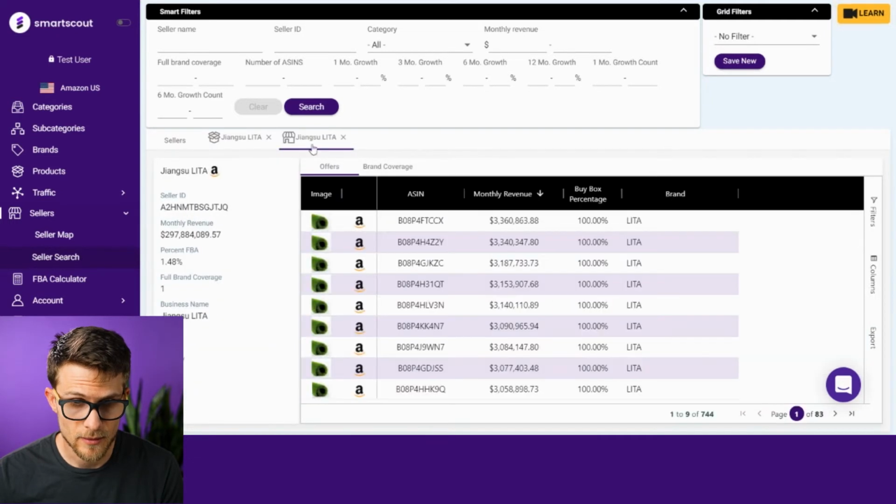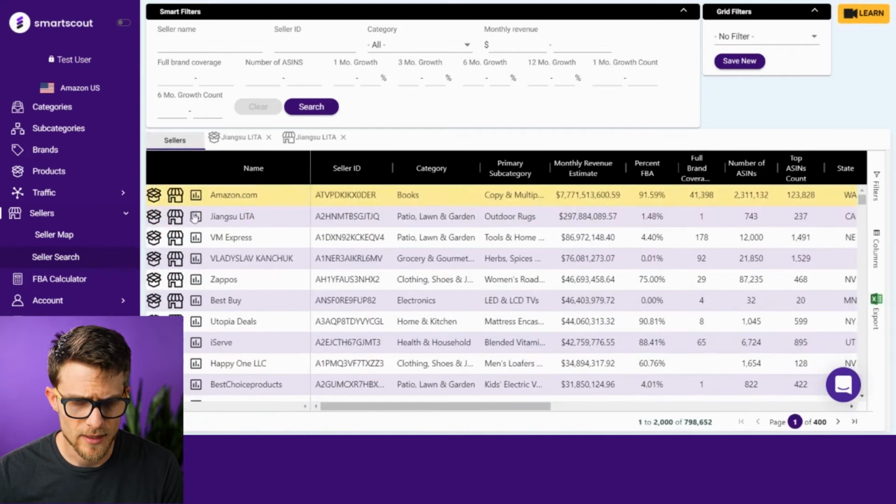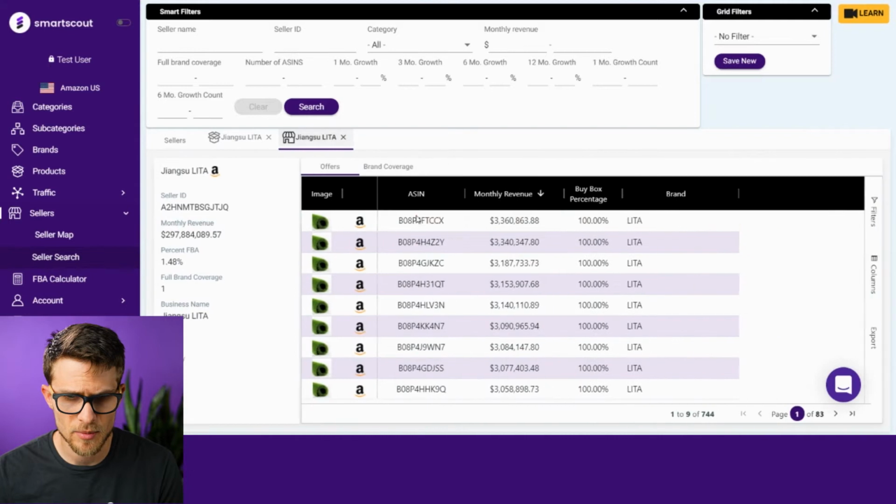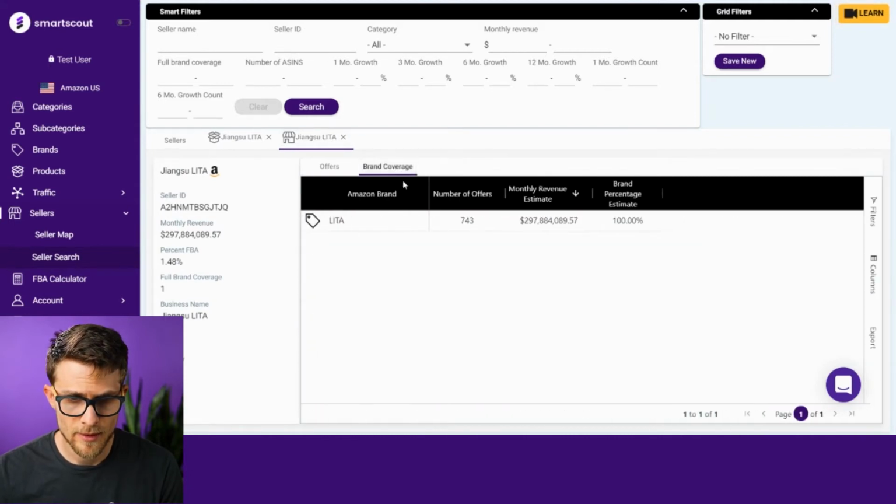We can look even more specifically by clicking on these icons here on the left, and then we have the tabs available so that we can go back and forth. Yeah, so they really only sell this one brand.